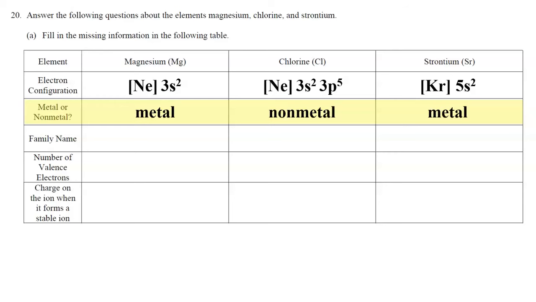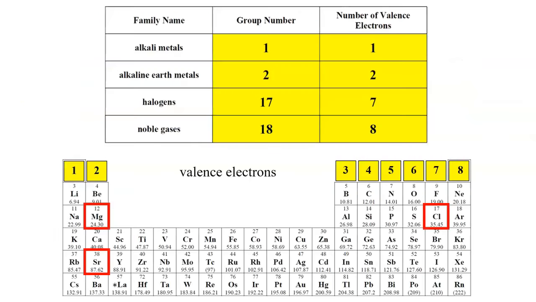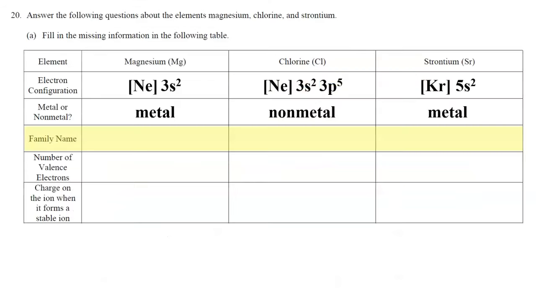Now with respect to the family name, since magnesium and strontium are located in group 2, they are classified as alkaline earth metals. And since chlorine is located in group 17, it's classified as a halogen.